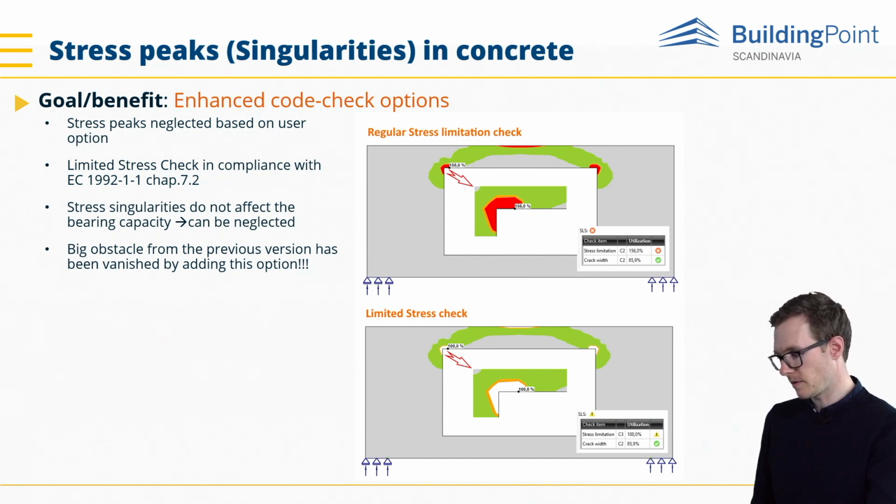So the developers have come up with an enhanced option in Detail, a limited stress check. So the user can neglect the stress at the singularity areas, the singularities that do not affect the bearing capacity of the structure. And this option is based on the Eurocode 1992-1-1 provision. So it's satisfied in the code check presented in results and report.